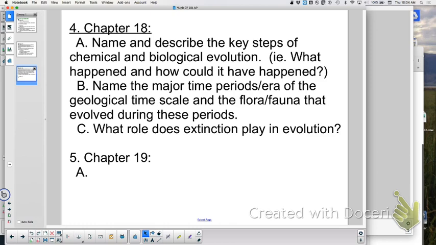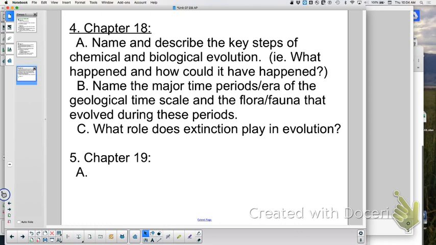Chapter 18, name and describe the key steps of chemical and biological evolution, i.e. what happened and how could it have happened. So, first of all, we have the chemical evolution and then the biological. And I went over that yesterday in a full review, yes? So you have inorganic gases, you have to form the monomers. From the monomers, you have to form the polymers, and then the protocell, and then the self-replicating cell, right? And so you want to review the steps and processes of that. Name the major time periods and eras. We already went over that, right? So you can watch that review from yesterday.